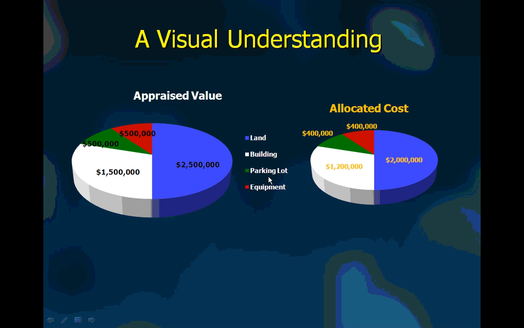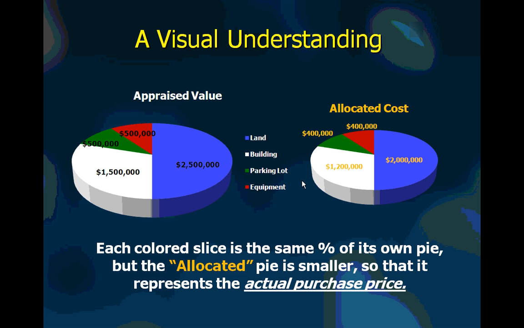Same thing here. Parking lot and equipment, these are each 10% of the pie. And so you can see that those are proportional as well. Even though the whole pie is smaller over here, the slices are proportional. Okay, hope that makes sense. Hope that visual helps. And clearly, we've done this properly if the slices of pie are in the same ratio, the same percentage, or the same fraction as they were with the total appraised value.